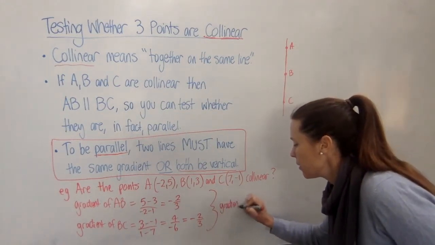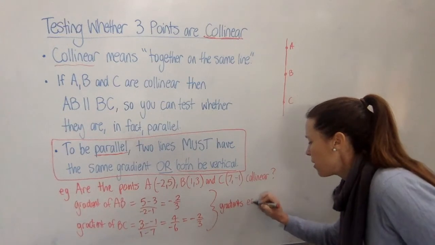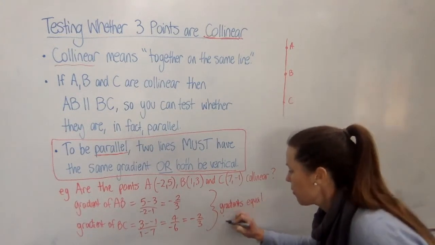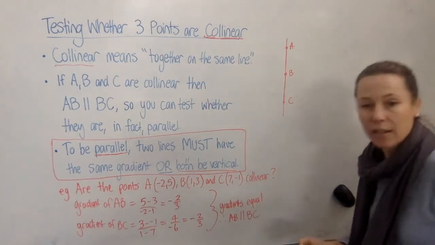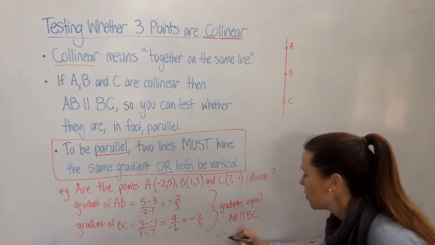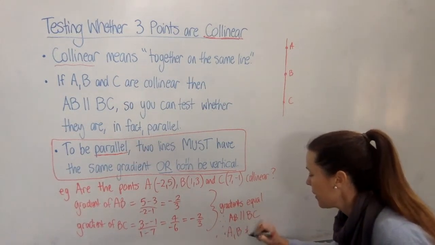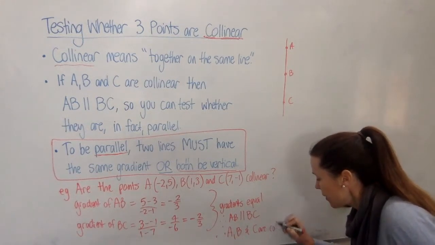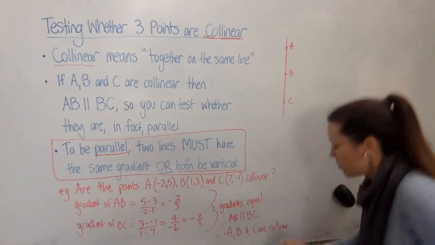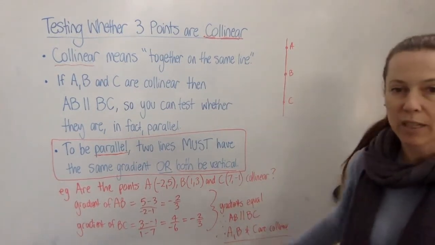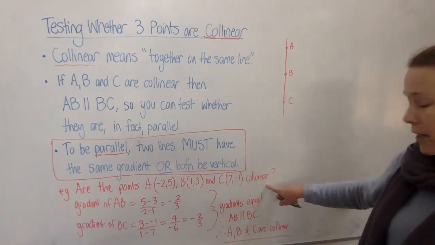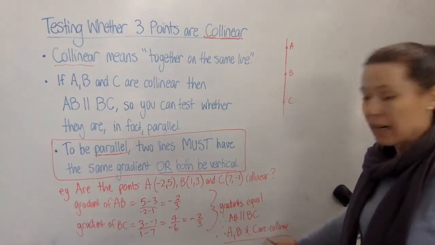gradients are equal. Therefore, AB is parallel to BC. Therefore, A, B, and C are collinear. So you always want to finish a question like this with a nice simple statement that really answers the question. Are they collinear? You say yes, A, B, and C are collinear.